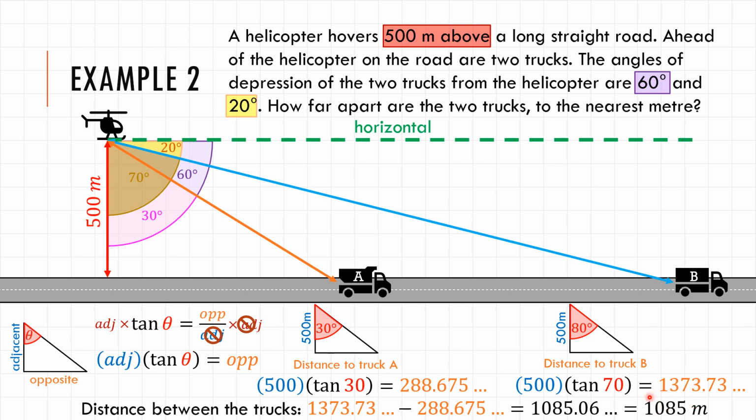and that is 1,085 meters. So hopefully from this example, you saw that, even in a situation like this, where it didn't seem like it, we could create right triangles. In this case, we needed to create two right triangles and subtract their side lengths in order to find that the distance between these two trucks is 1,085 meters.